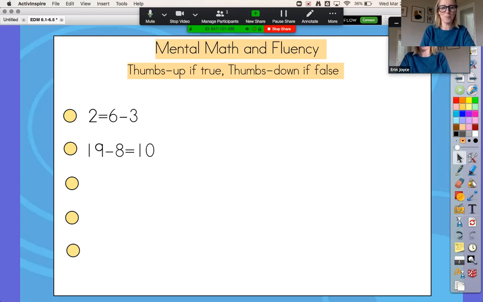Here's our next one. 19 minus 8 is equal to 10. Or say it this way to yourself. If I have 19 and I take 8 away, is that the same as having 10? When you're ready, give me a thumbs up if you think that is true. Give me a thumbs down if you think that is false.